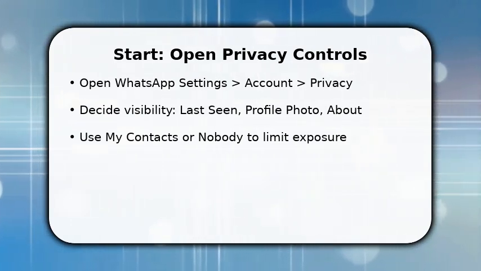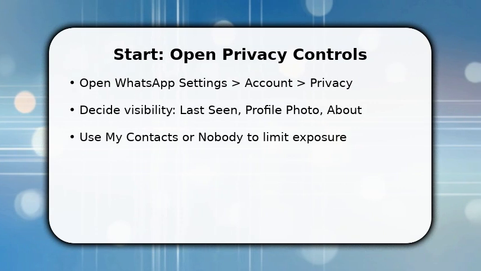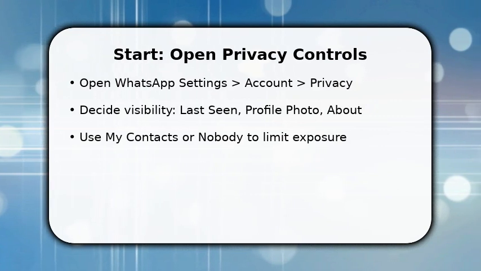You begin by opening WhatsApp and navigating to Settings, then Account, then Privacy. Tap each field, Last Seen, Profile Photo, About, to set visibility. Choose My Contacts to share only with saved numbers or select Nobody to hide entirely.